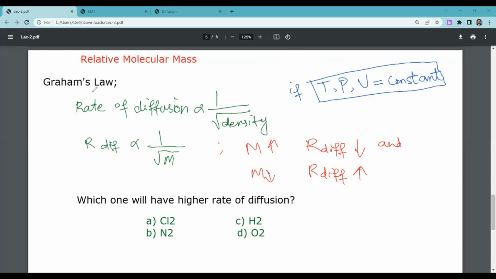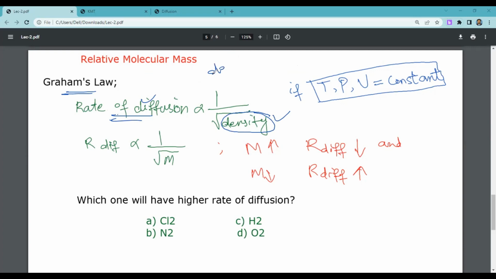Here is also the effect of relative molecular mass. Molecular mass means the weight or mass of a molecule. The effect of relative molecular mass is explained by Graham's law. Graham's law says that the rate of diffusion is inversely proportional to the density of the substance.